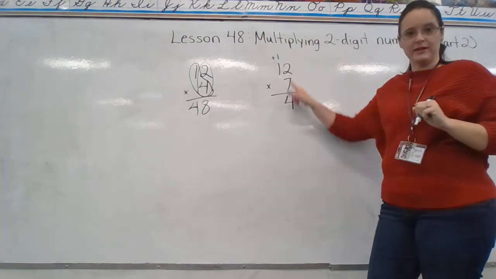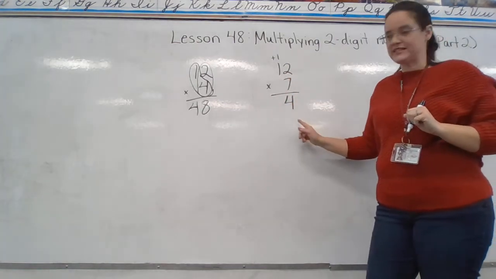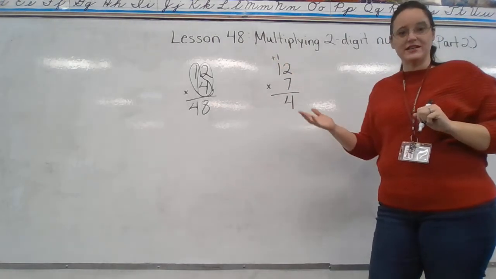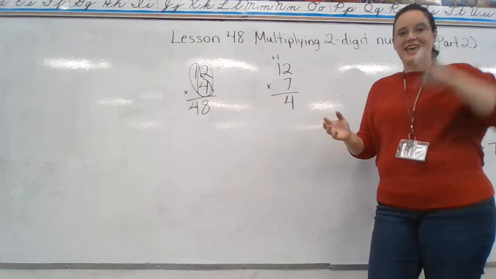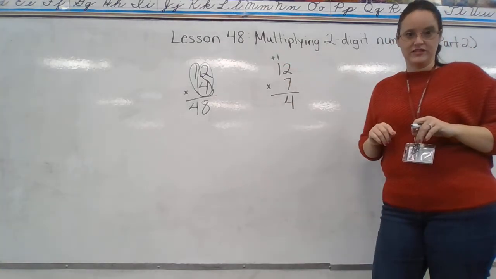Okay, so I multiply my ones place here. 7 times 2 gives me 14. I put the ones down here and I carry the 10, just like we do in addition. We have to carry the 10 to the next place value. We do that in multiplication as well.